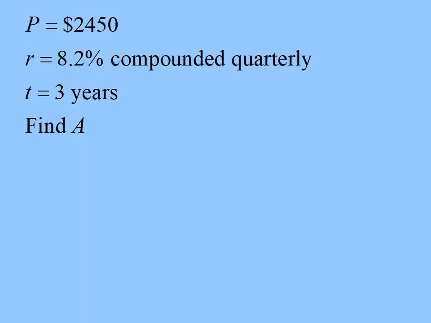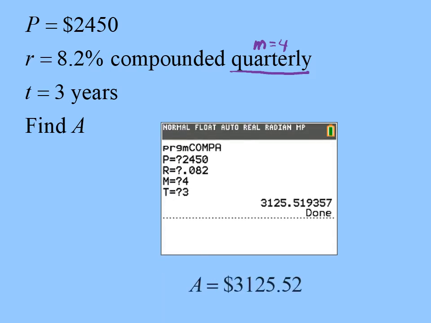So let's see how the program works. In this problem, we're given the P, R, T and need to find the A. Now we're also sort of given the M. If you notice, it's kind of disguised here. Quarterly means that M is a 4. So we take out our calculator and run our COMPA program that we just entered, and then as each letter comes up, we type the value of that variable.